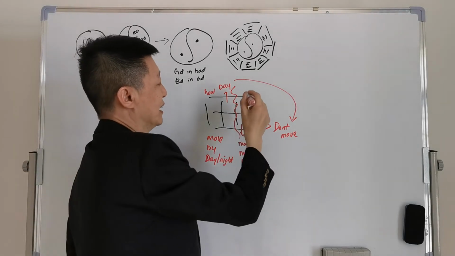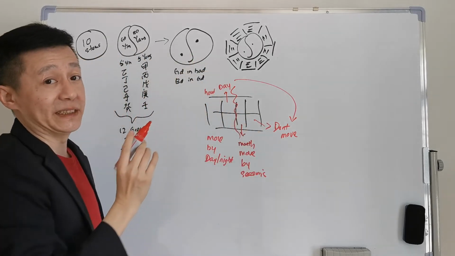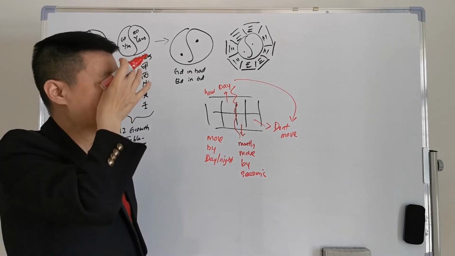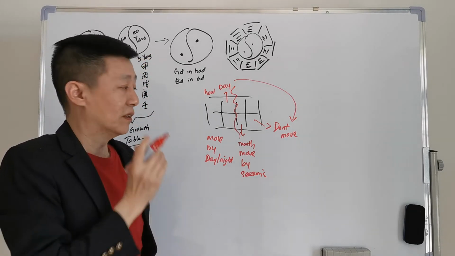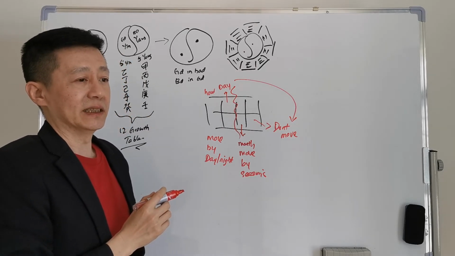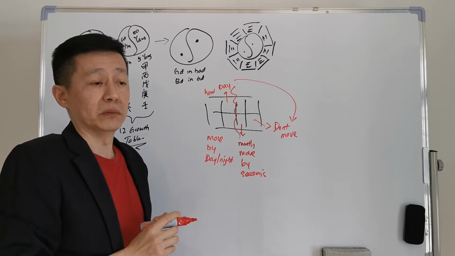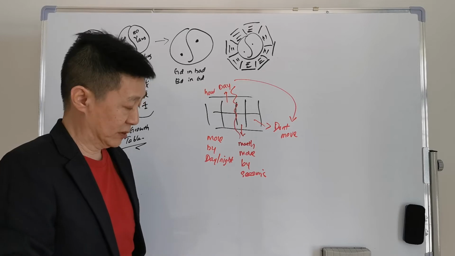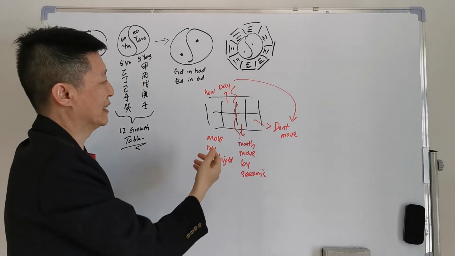So the year, the month and the day are called one Taiji. It's called the big Taiji. The day and the hour are called the small Taiji, because one moves, one doesn't move. Most of the 八字 reading is always on the big Taiji, the year and the month. Okay, so you understand this.